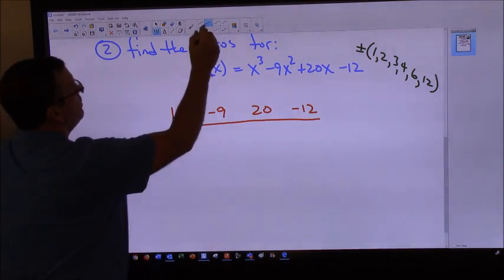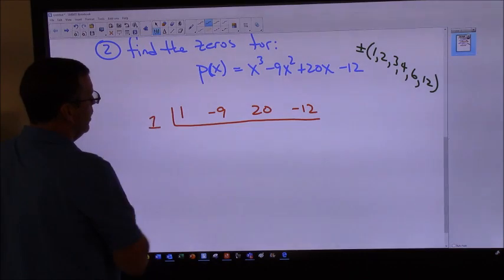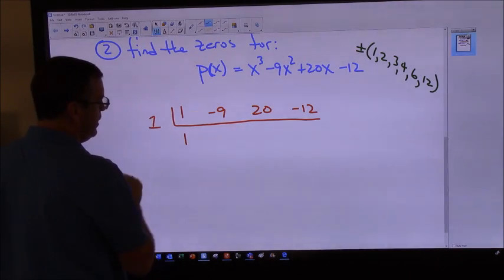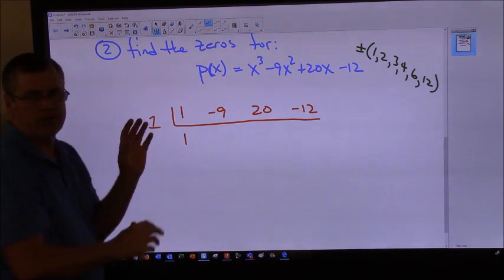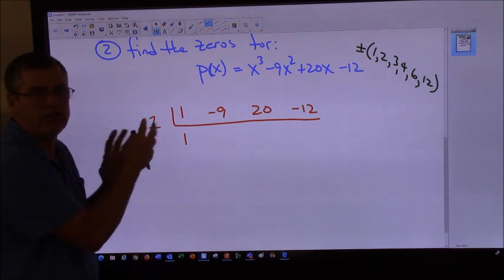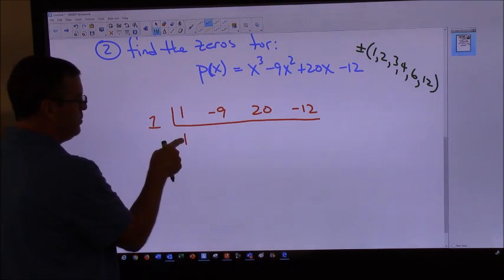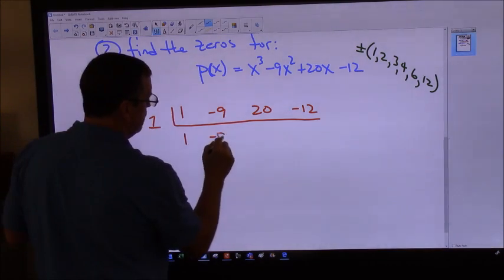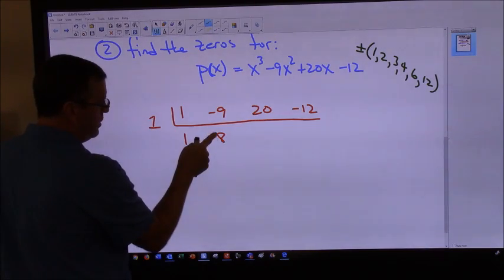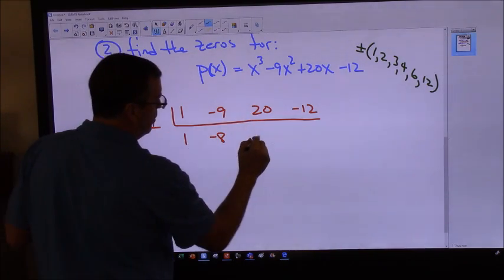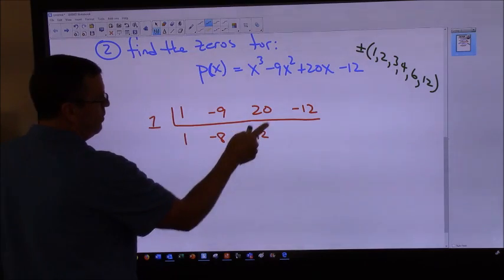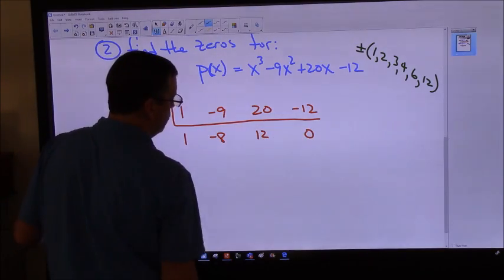All right, so I'm going to do synthetic division with a 1. So I bring the first number straight down. I wrote a smaller box here because this looked easy to me. I can do this in my head. 1 times 1 is 1. Add it to this, you get -8. Multiply here, you get -8. Add it to this, you get 12. And then 12 minus 12, that's 0.